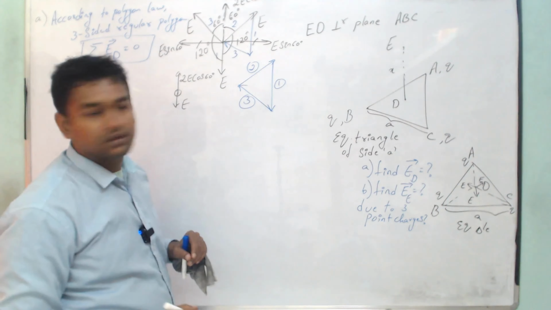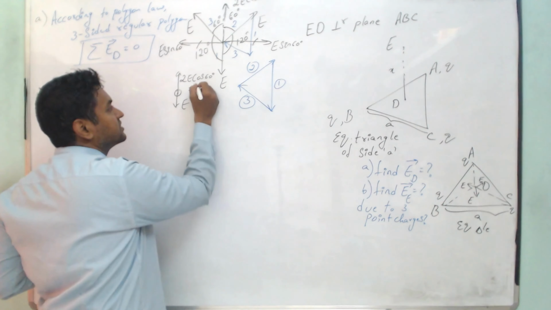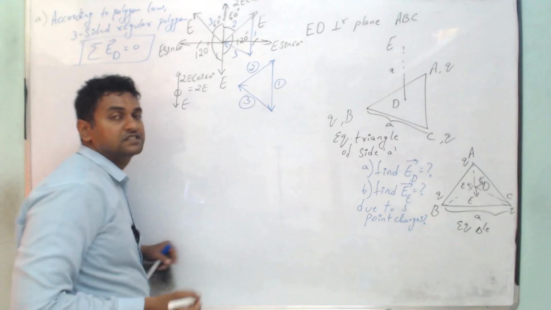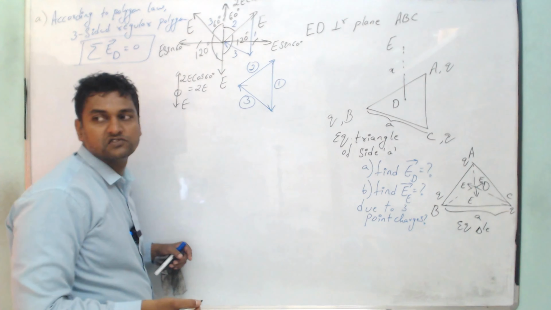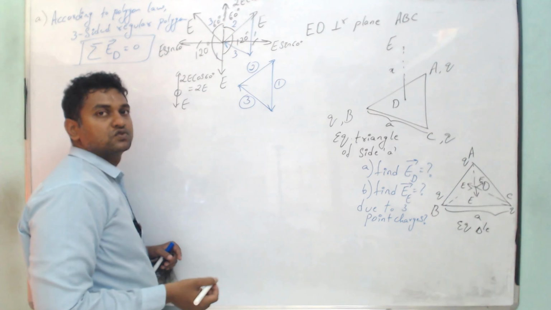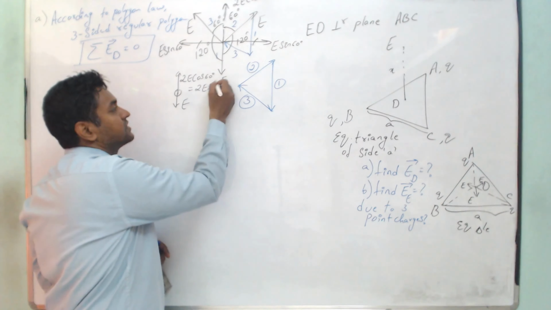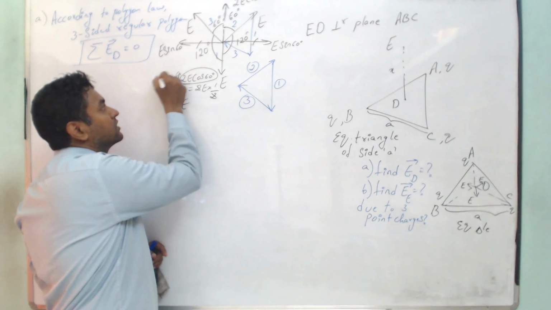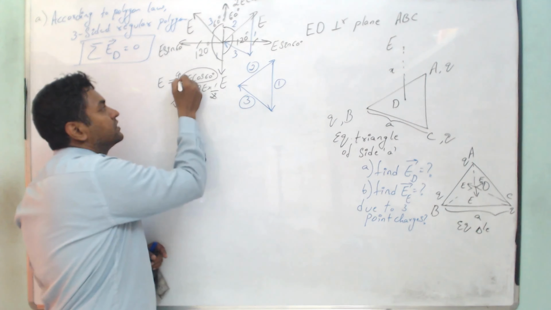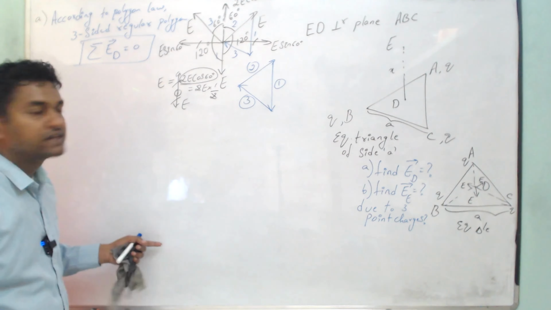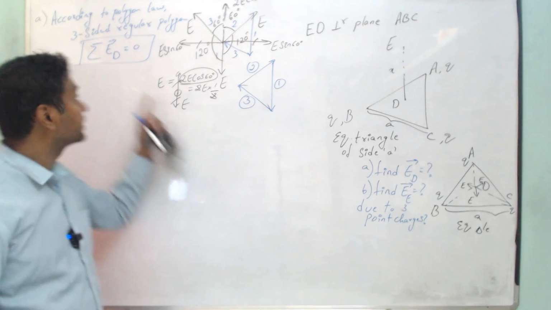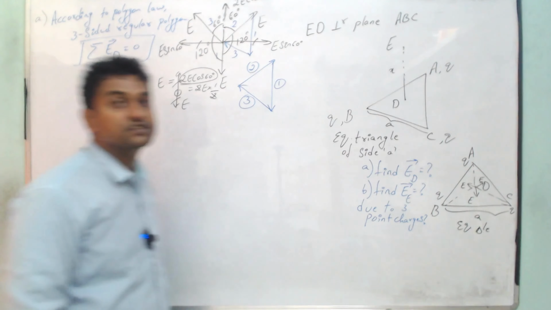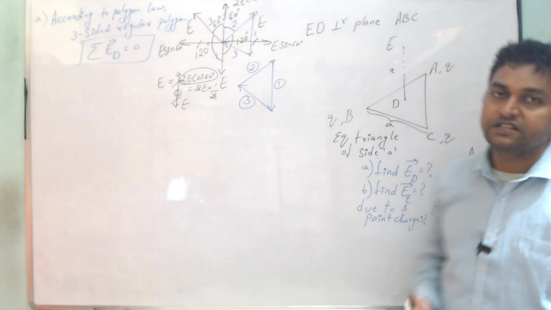Correct? Yes. But what is 2E cos 60? 2E into cos 60 is half. Cos 60 is sin 30, which is half. So the 2 cancels, and 2E cos 60 is nothing but E. So I have E downward, E upwards, that also cancels. Analytically also I can prove that my resultant is 0. Is this clear?